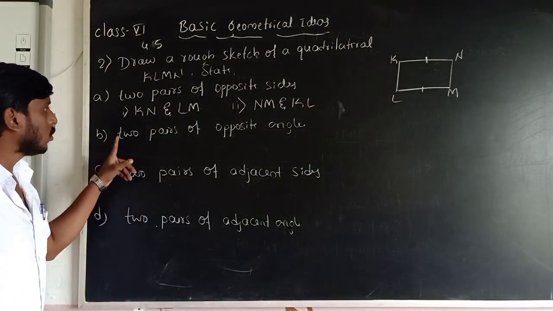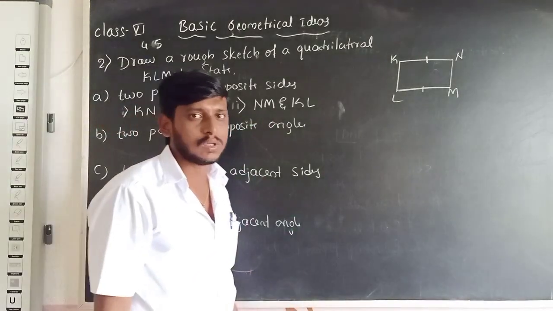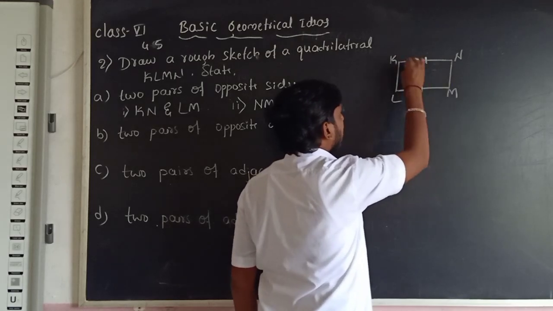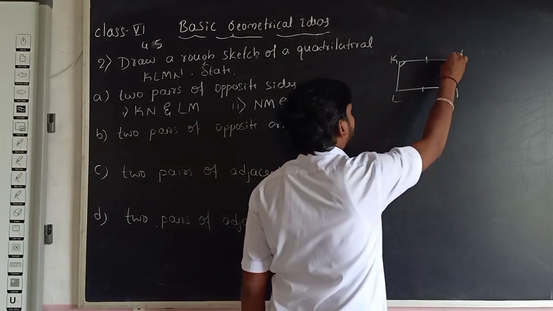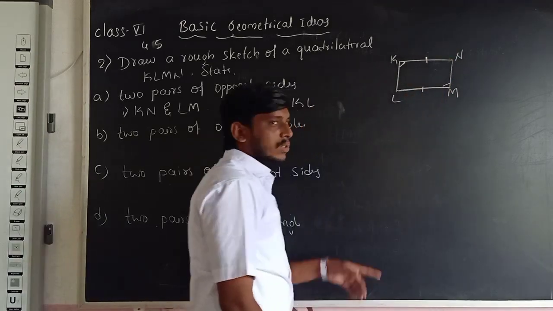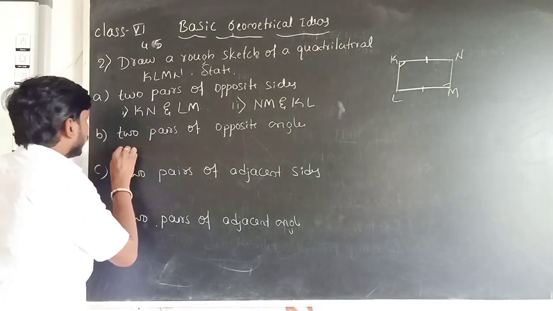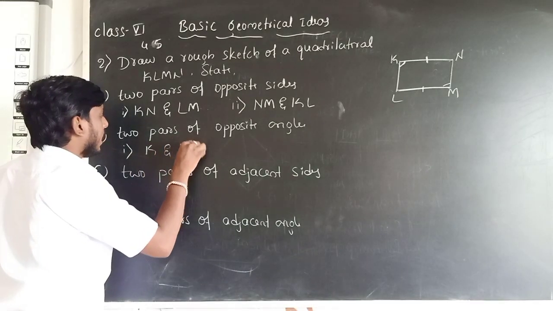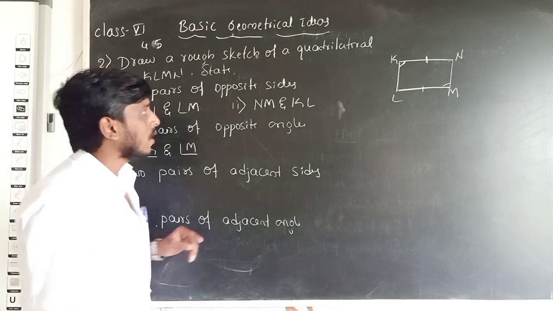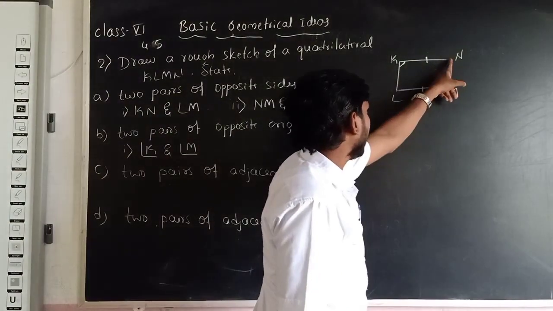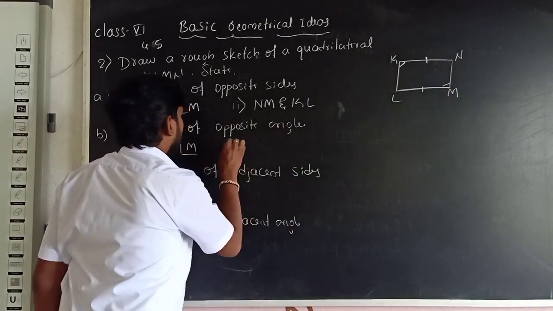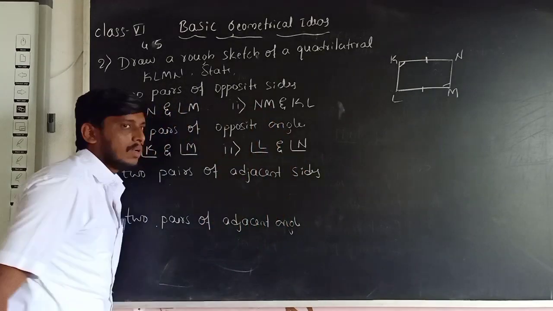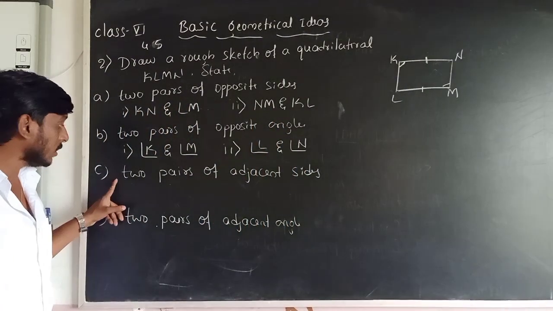Next, two pairs of opposite angles. Opposite angles means these two are opposite, here K and M. So first pair is angle K and angle M. And one more opposite pair: L and N. So angle L and angle N. These are very easy by observing the figure. Next one is important.